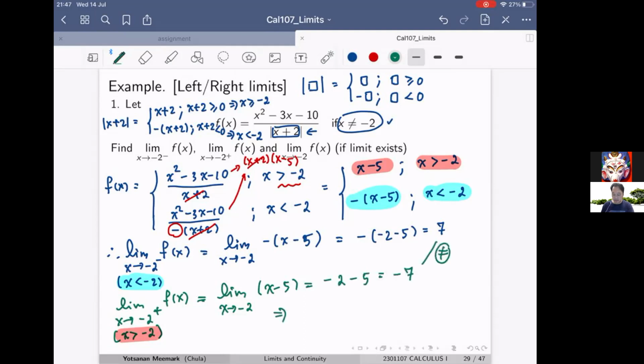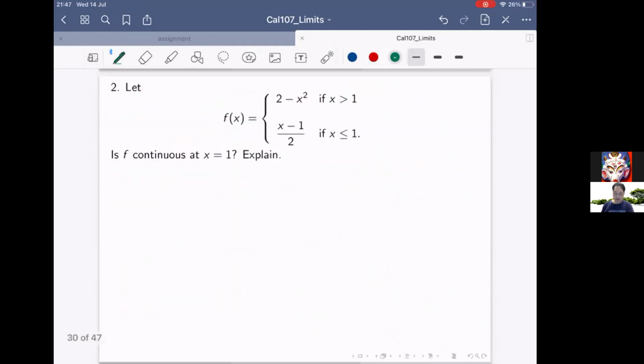So what does this mean? It means that the limit of your function f as your x goes to negative 2 does not exist. So how about whether it is continuous or not? You find the answer by yourself. All right.